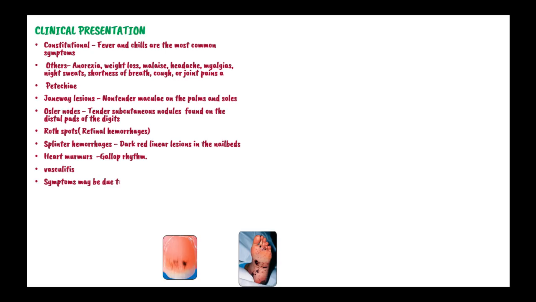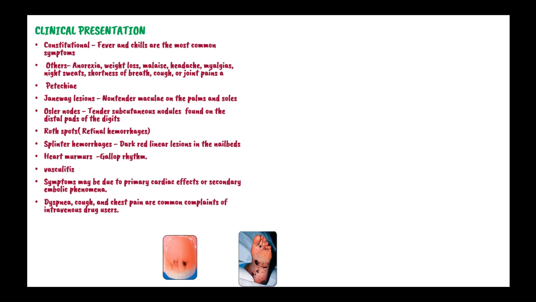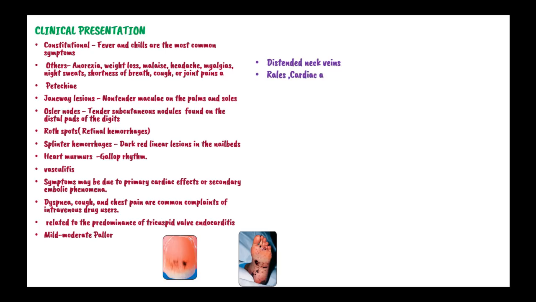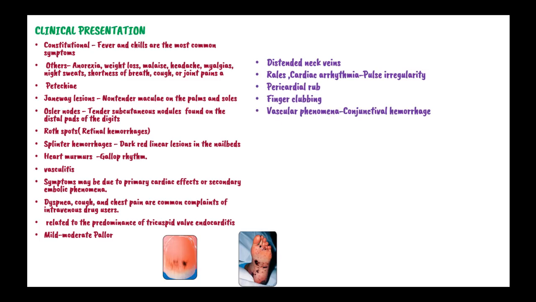Vasculitis symptoms may be due to primary cardiac effects or secondary embolic phenomena. Dyspnea, cough, and chest pain are the most common complaints in intravenous drug users, with a predominance of tricuspid valve endocarditis. There will be mild to moderate pallor in these patients, distended neck veins, rales or cardiac arrhythmias with pulse irregularity, pericardial rub, finger clubbing, vascular phenomena such as conjunctival hemorrhage, and tender splenomegaly.